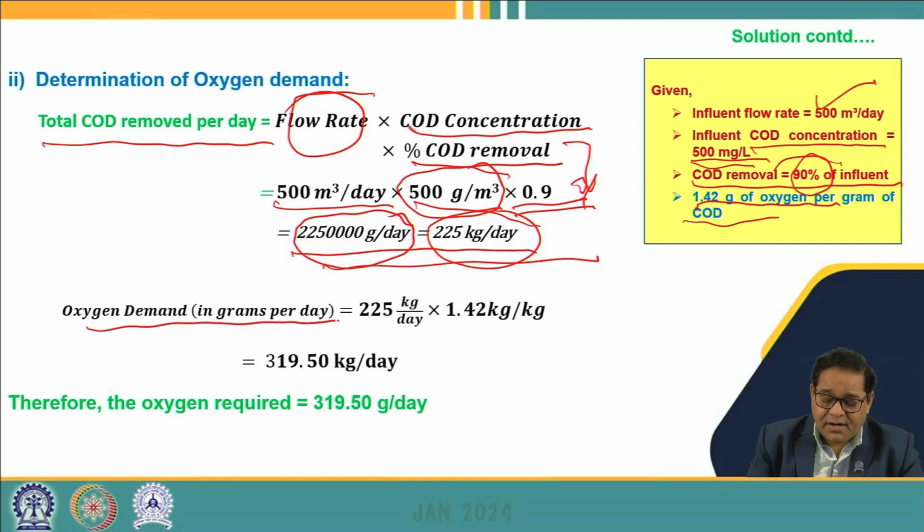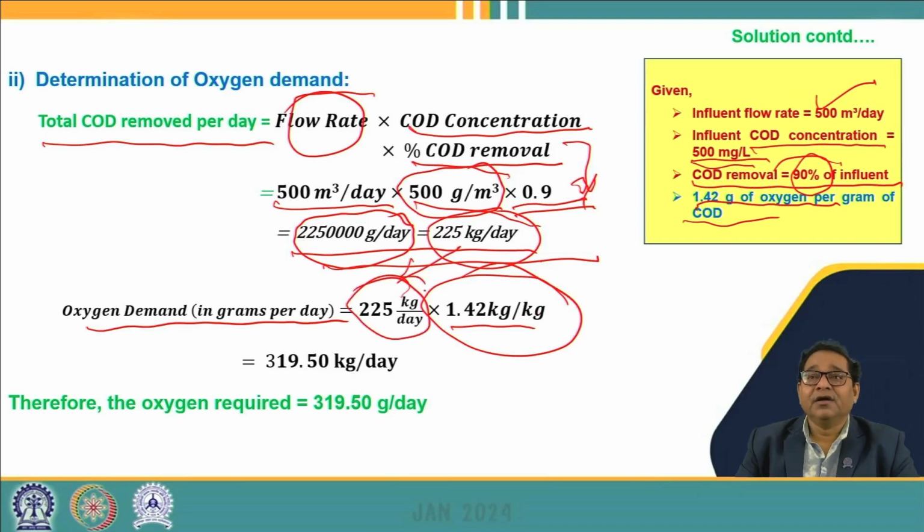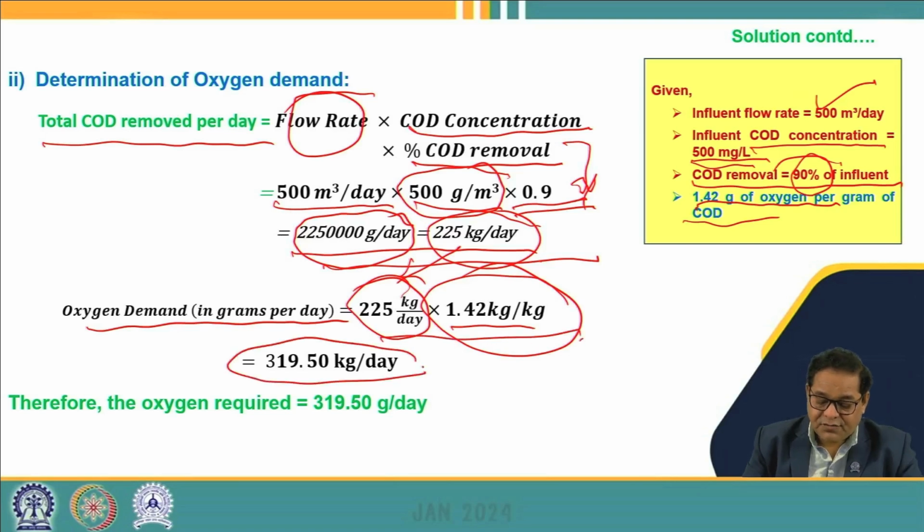And to estimate how much oxygen will be required, we have to multiply with the theoretical oxygen demand, which is 1.42 kg per kg, and here 225 kg of COD is removed. If we multiply with this, we get the total oxygen required for treatment of this wastewater, which is 319.5 kg per day. That is the total amount of oxygen that will be required for treating this wastewater.